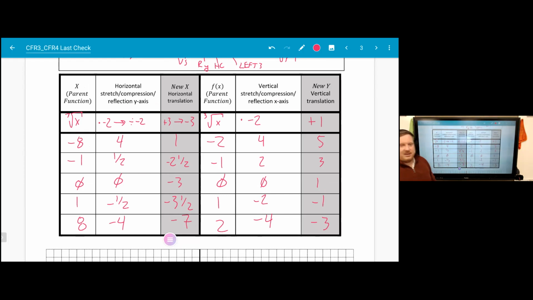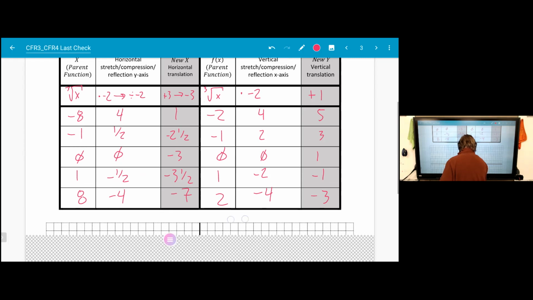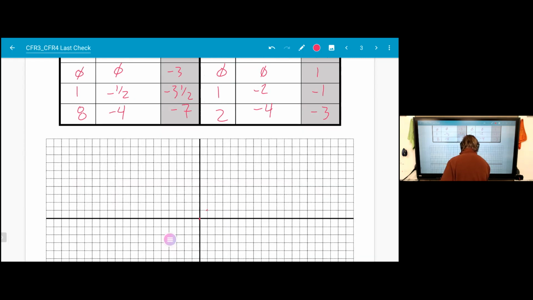And let's see what these things look like. Cube root, let's do our parent function here. 0, 0, 1, 1, 8, 2. Looks a little something like this guy right here.